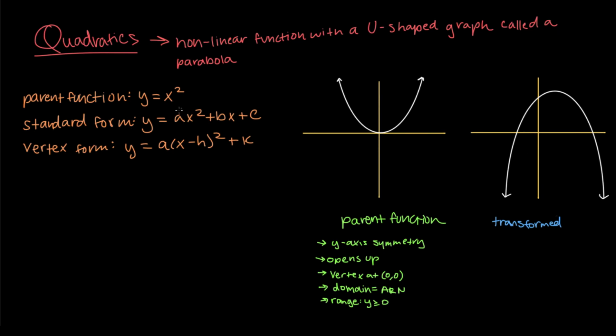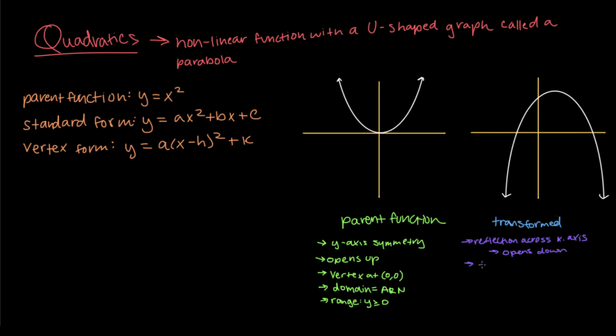So you remember standard form, and we have our a right here. So if our a is negative, that means that our graph would be opening downwards. And so that negative a value is the same thing as a reflection across the x-axis. And because of this reflection, it opens downwards.